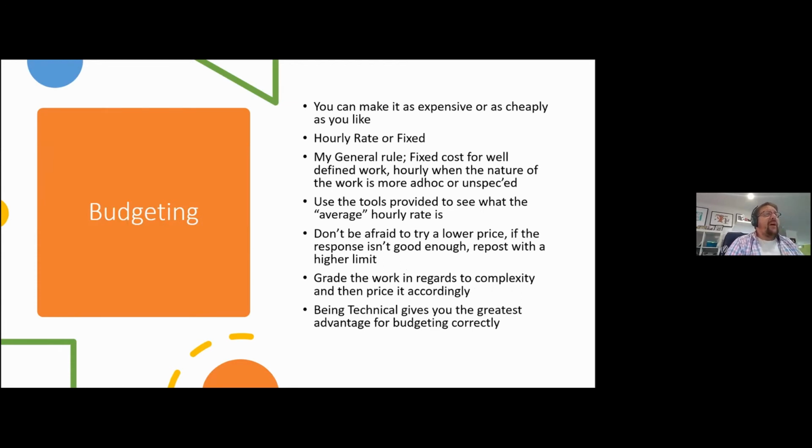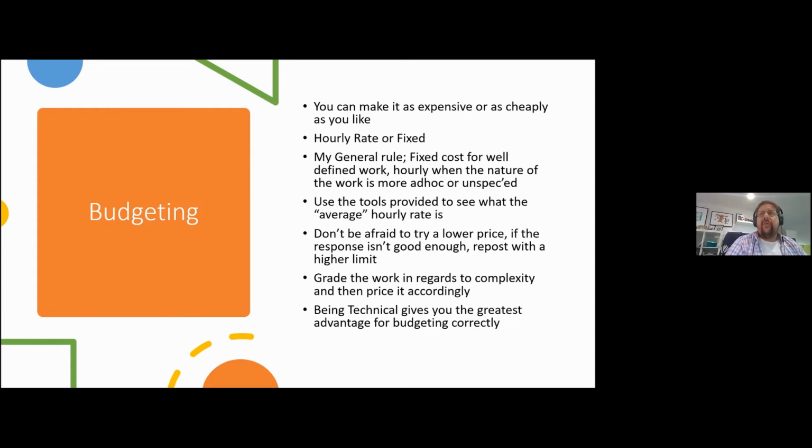All right, okay, budgeting, right? How much? Really important question. Freelance doesn't always mean cheaper, right? And that's the most important thing. You can make it as expensive or as cheap as you like. It's up to you, right? Now, of course, there are going to be implications of going one way or the other.